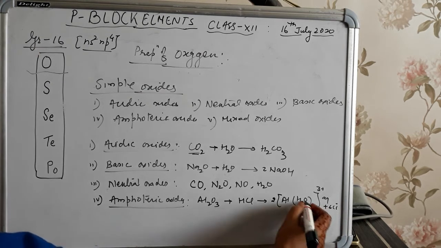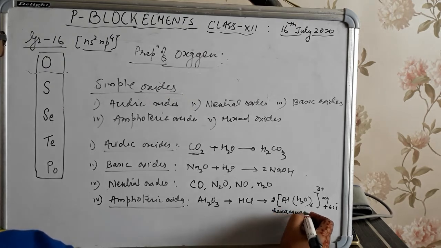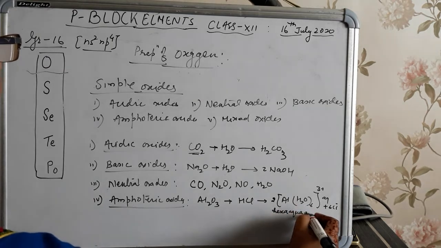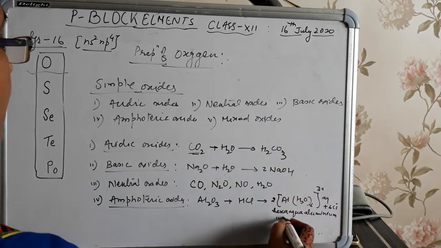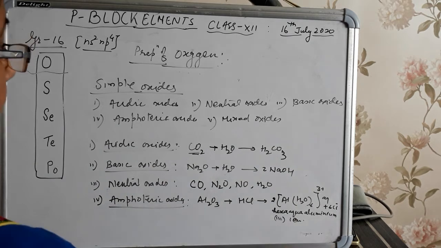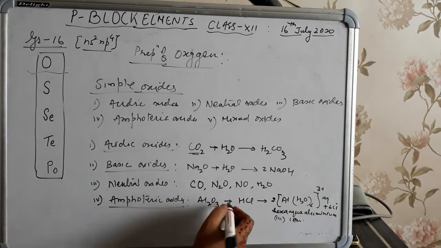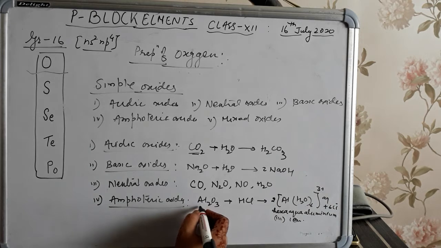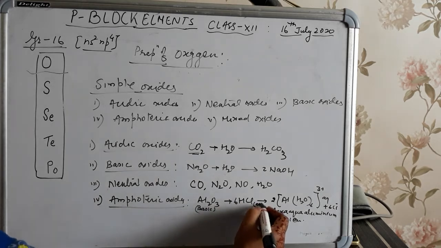Write down the name: hexaaquaaluminium(III) ion. In coordination chemistry, we will study the naming of complex compounds, how we write the name of a complex compound. And here aluminum oxide behaves as a base, means basic. So balance this equation with 6HCl, also in aqueous medium.